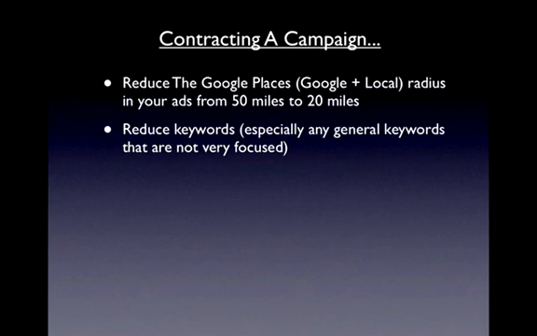So again, keeping it very focused, having the Google Plus Local in your ad, reducing it to 20 miles, narrowing down the keywords even more, and lowering your bids a little. Again, keeping in constant communication with your client, when you reduce the keywords, look at the keywords that are getting the most clicks, and go to your client and say, hey, these are the keywords getting the most clicks here. What do you think we should reduce?